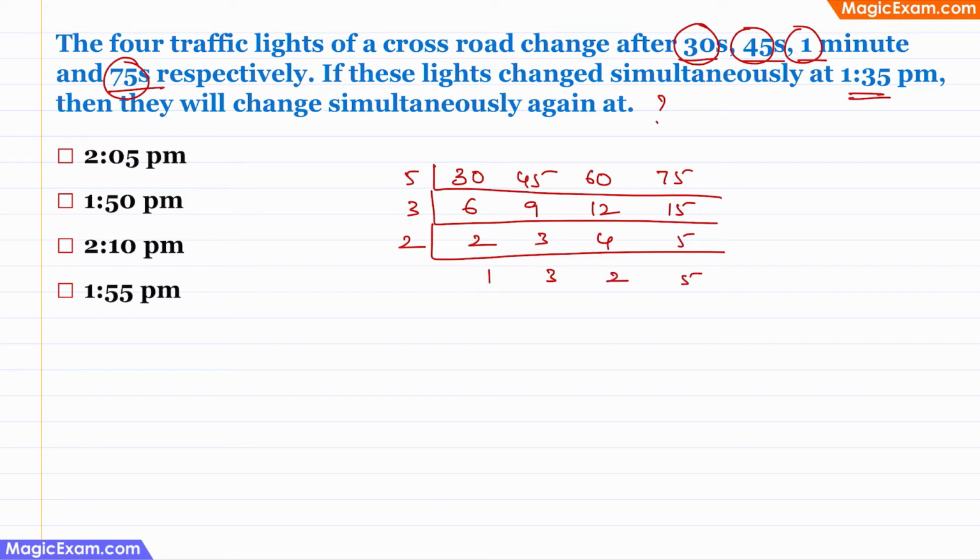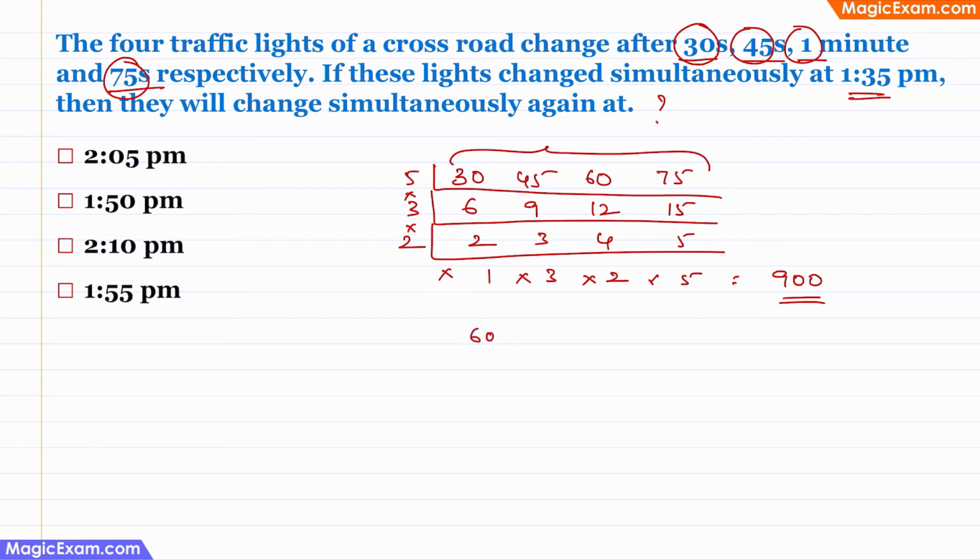Now since we have all prime numbers, let's just multiply all of these numbers together and we will get the LCM. So if we multiply 5 into 3 into 2 into 1 into 3 into 2 into 5, we will get 900. So 900 is the LCM of these 4 numbers. Now 900 is in seconds. So we have to convert it into minutes.